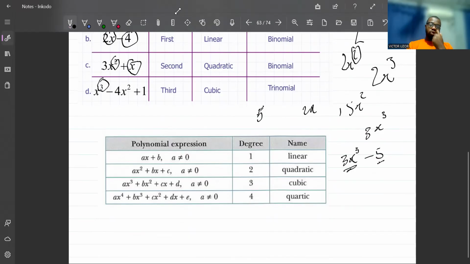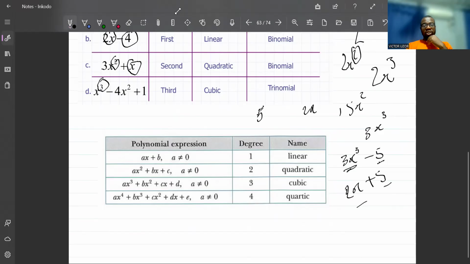I can also decide to put 2x plus 5. By number of terms there are two terms here, but by degree, the degree here has only one, which is linear. So you need to understand how things come together, classified either by terms or by degree.